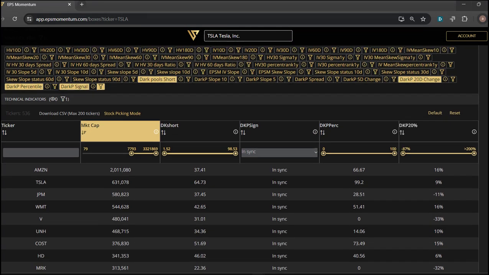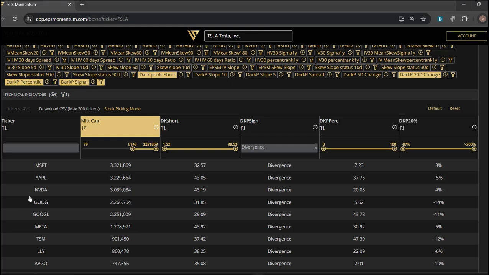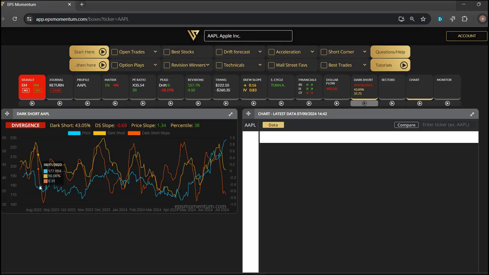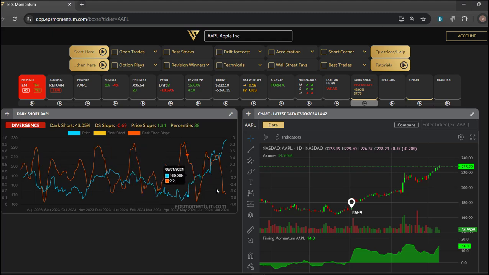And this is what we're going to do. So you go into the filter, divergence, you pick divergence, you filter by market cap if you want, and then let's say you look at Apple. Okay, so this is a divergence. So what does that mean? That means that, let's remove the short here. Divergence means that the red curve is actually heading south very drastically, and the price on the 10-day basis is actually going up, so really diverging.